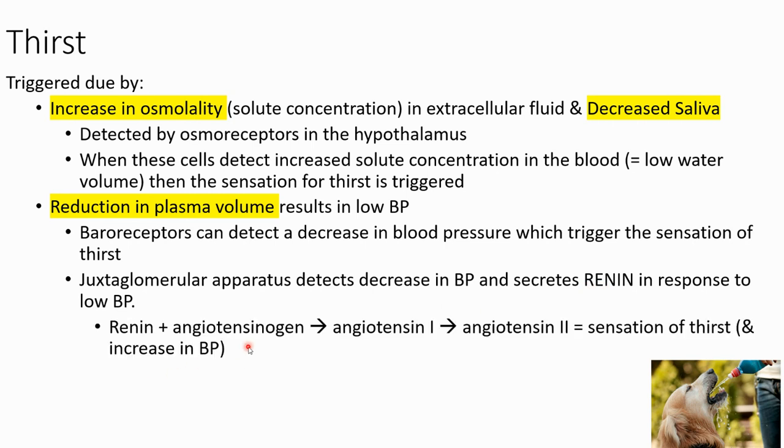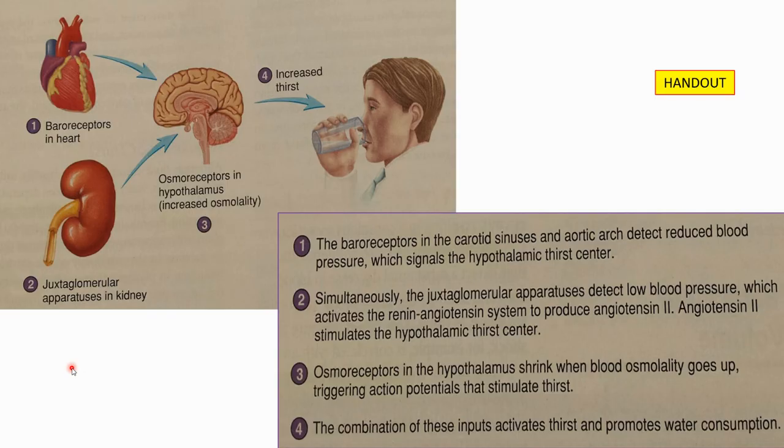Renin plus that angiotensinogen floating around in the blood vessels from the liver combine to form angiotensin 1, and then with the help of the angiotensin converting enzyme from the lungs gets converted to angiotensin 2, which means sensation of thirst and an increase in blood pressure.